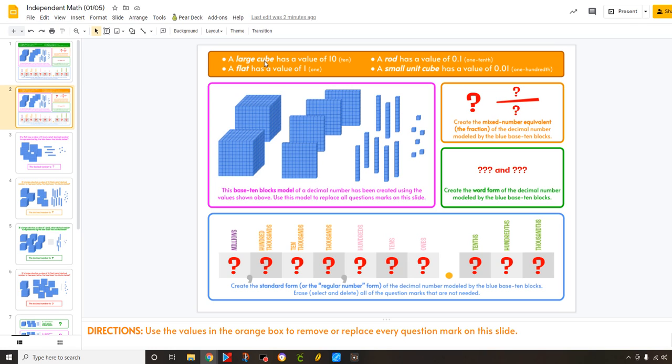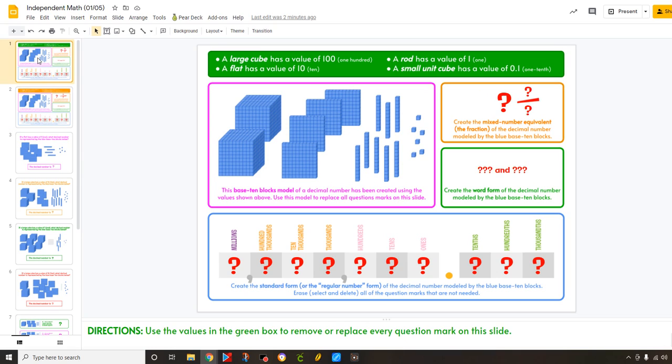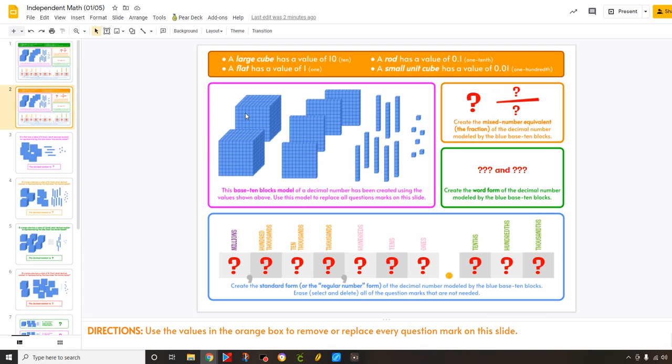It says a large cube has a value of 10, and for this one, a large cube has a value of 100. So for this one, this would be 200. There's two of them. But for here, it'd be 20, because these are worth 10 each. It'd be 20. So let's say I come up with, I'm going to make up a number.